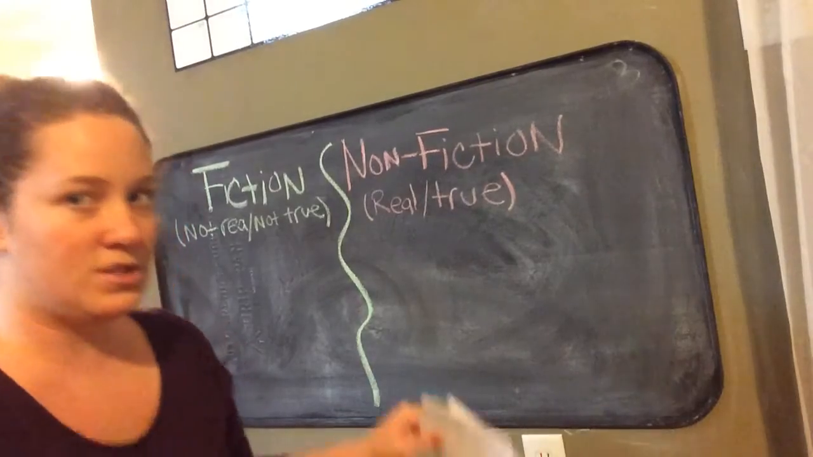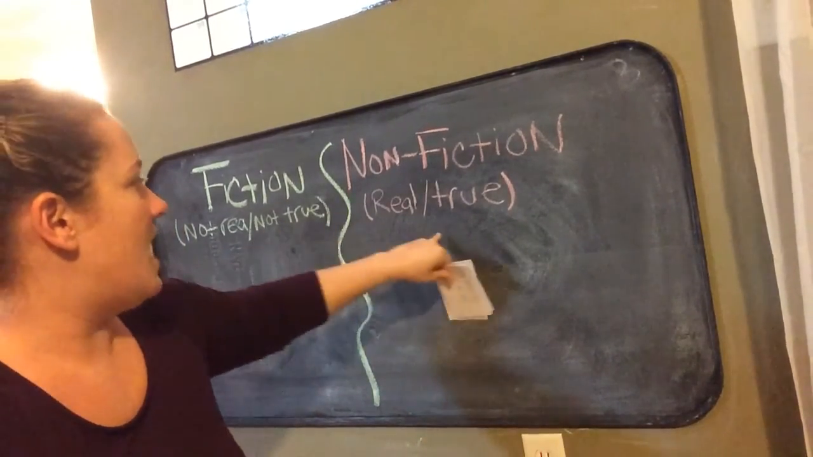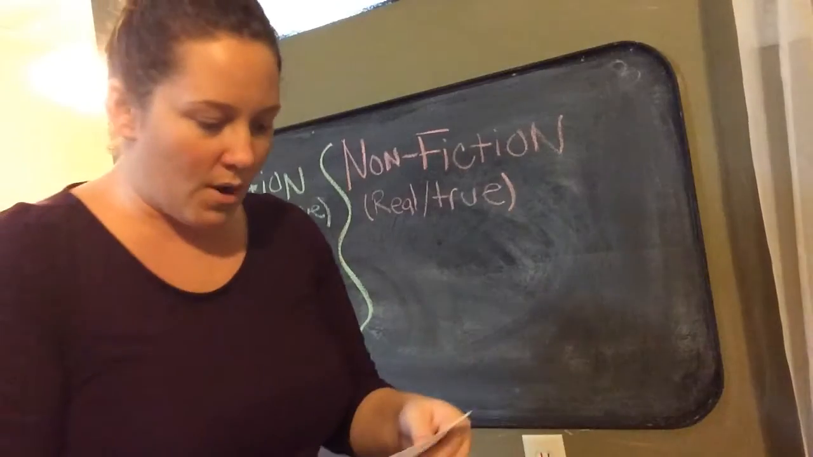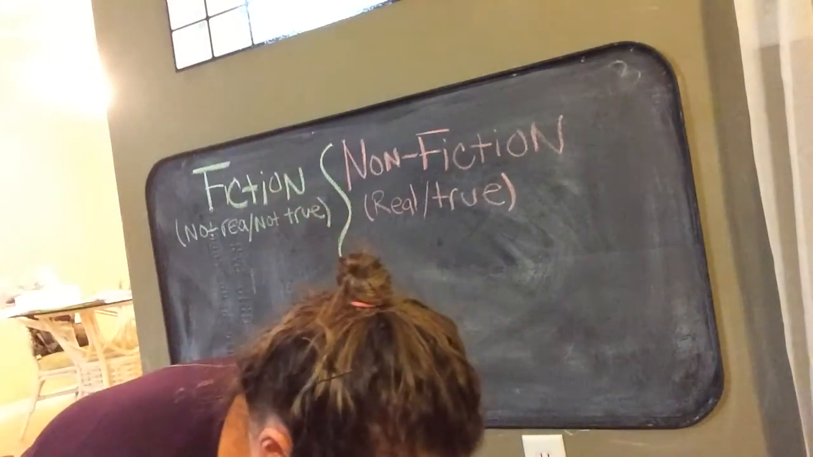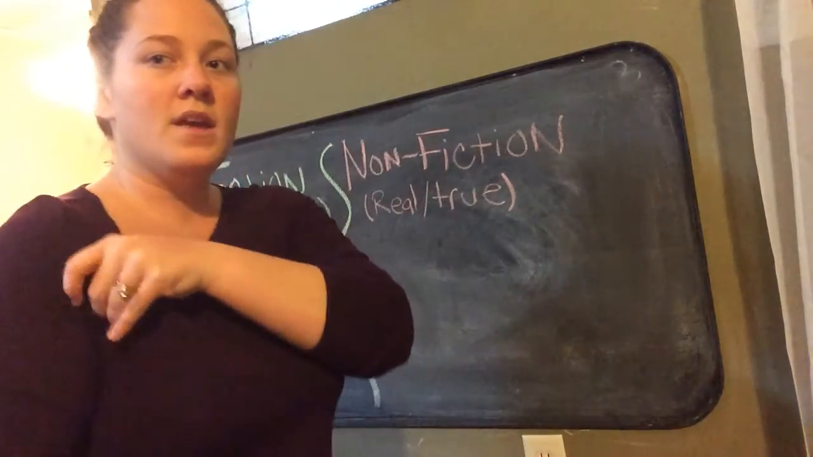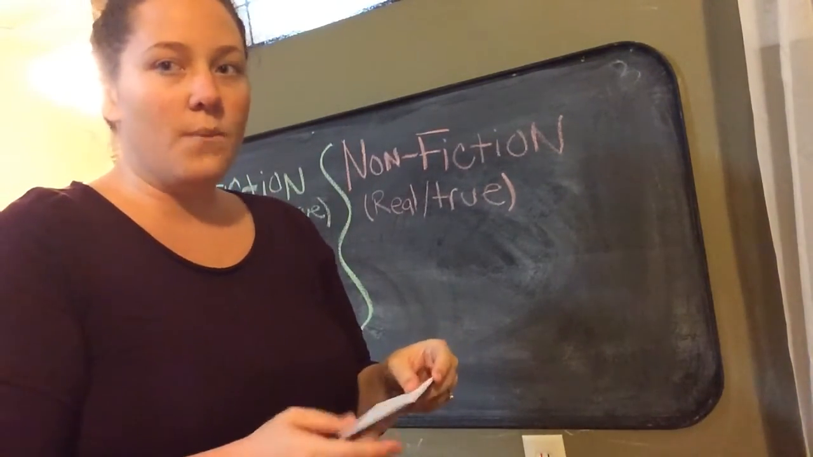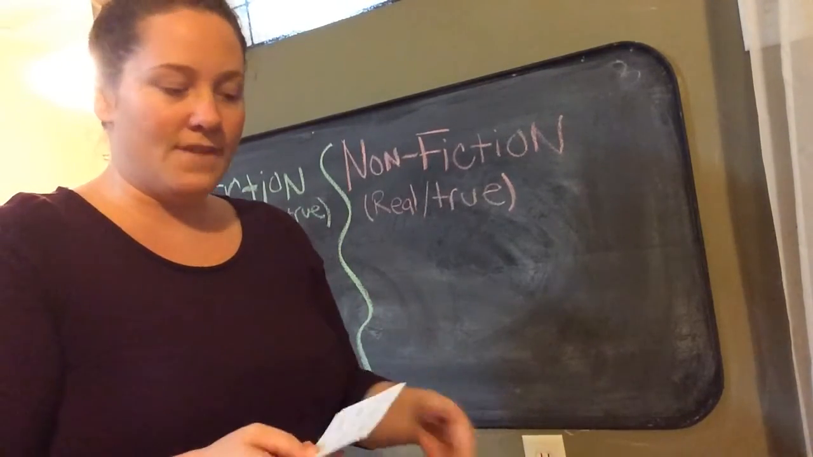So what I'm going to have them do, as you can see, is it's categorized into fiction and nonfiction. I wrote examples of what fiction and nonfiction are on index cards. This is going to be a higher level of comprehension, because you're going to have to know what fiction is, how to identify it, what nonfiction is, and how to identify it.